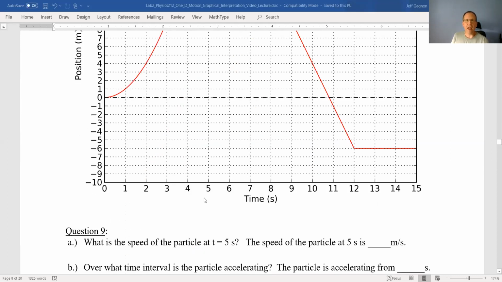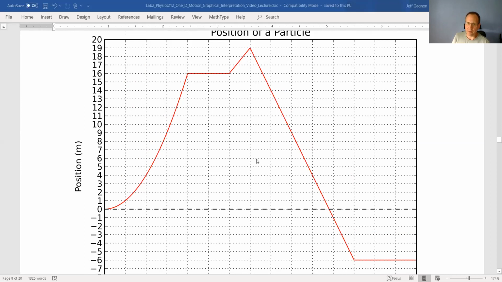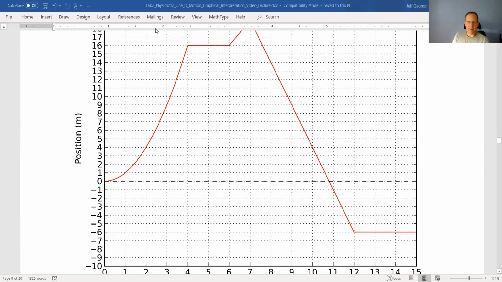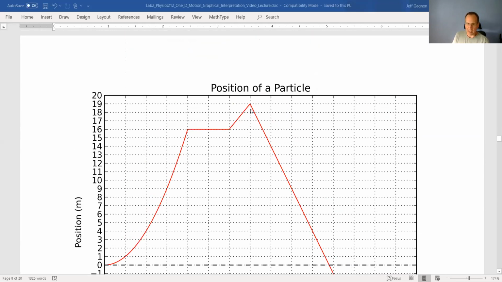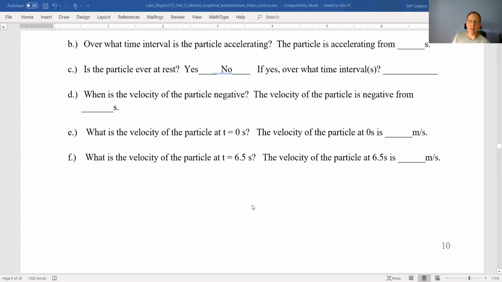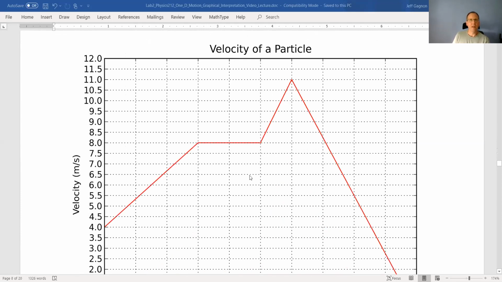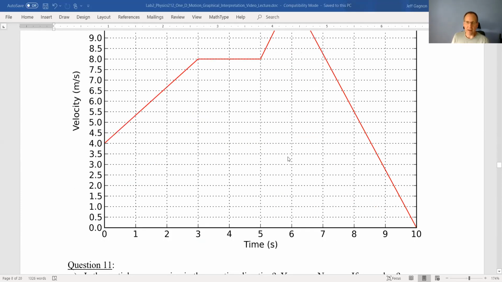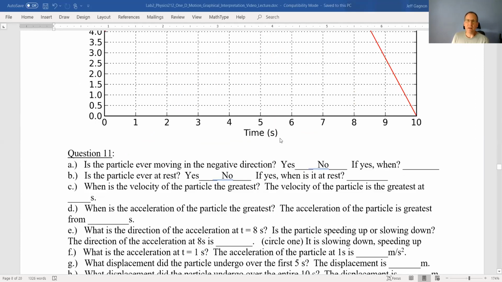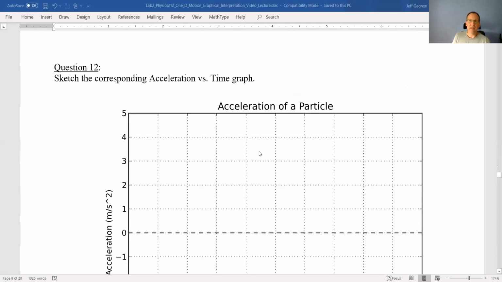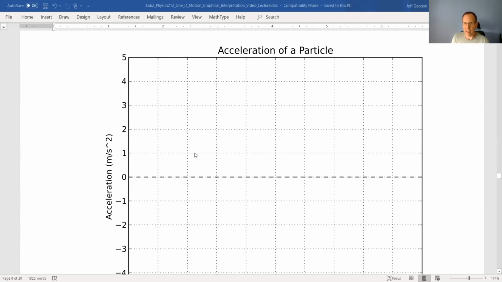Then question 9, I give you another position versus time graph. Again, answer the questions. This is a little more complicated because it's curved here. So remember, it's accelerating from 0 to 4 seconds. It's curved. But otherwise, it's not bad. You can always ignore where there's kinks. You don't have to say it's accelerating where there's kinks. Just from 0 to 4 seconds, it's accelerating here. So answer those questions and draw the corresponding velocity versus time graph. Then I give you a velocity versus time graph. Answer the questions based on that velocity versus time graph, and then draw the corresponding acceleration versus time graph.